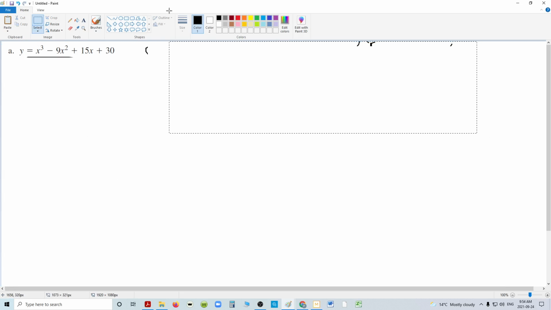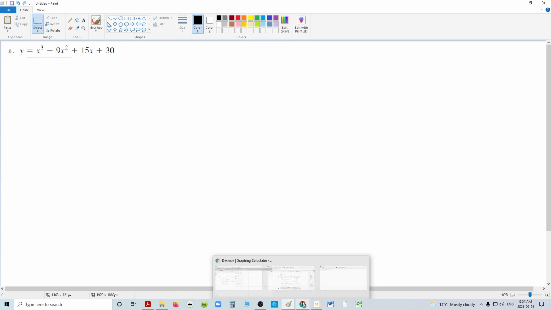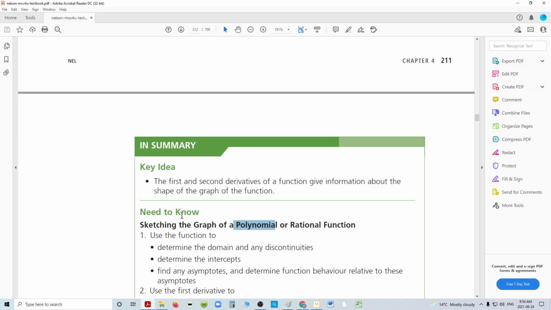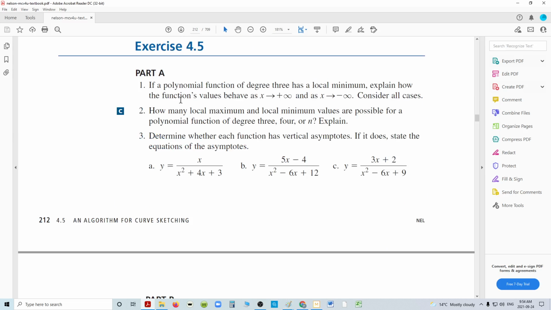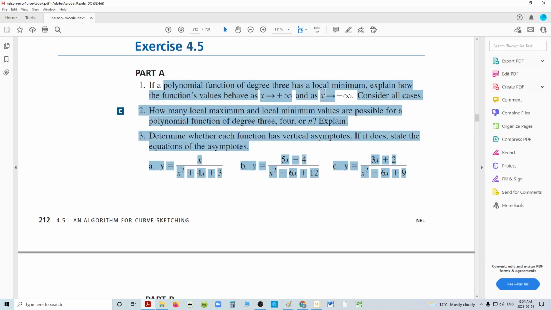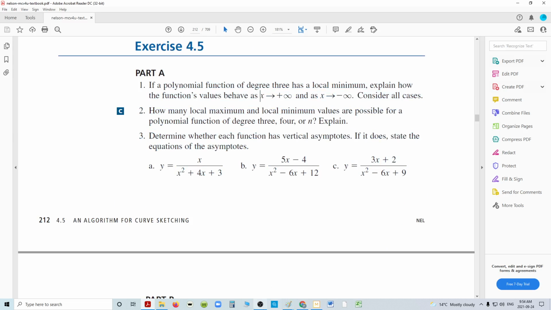and it's also why in this chapter I'm not going to do every question as I have in other chapters. So let's get straight to the questions. If the degree has 3 of local max, explain how the function's value behaves at plus infinity and negative infinity.